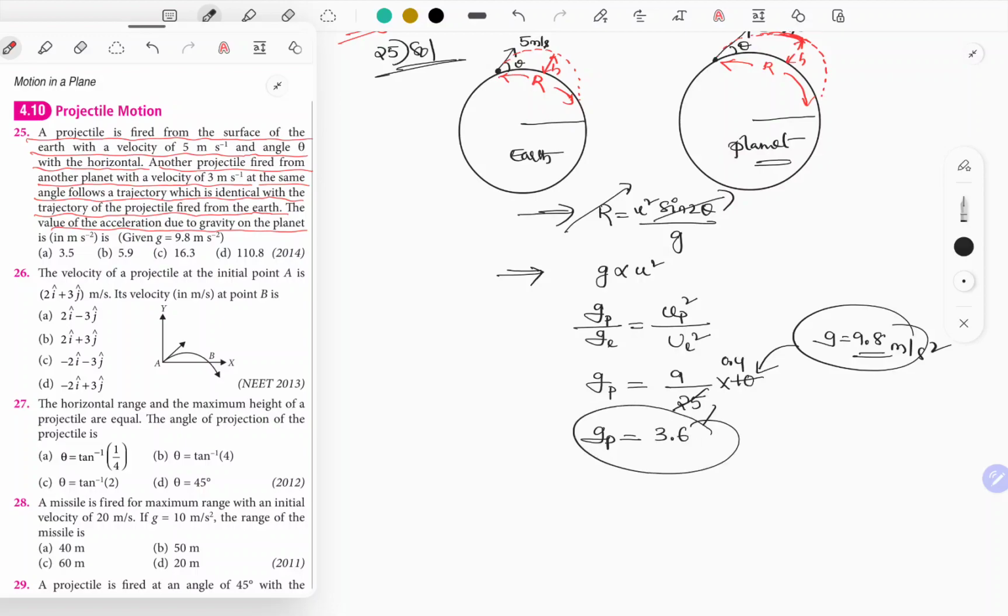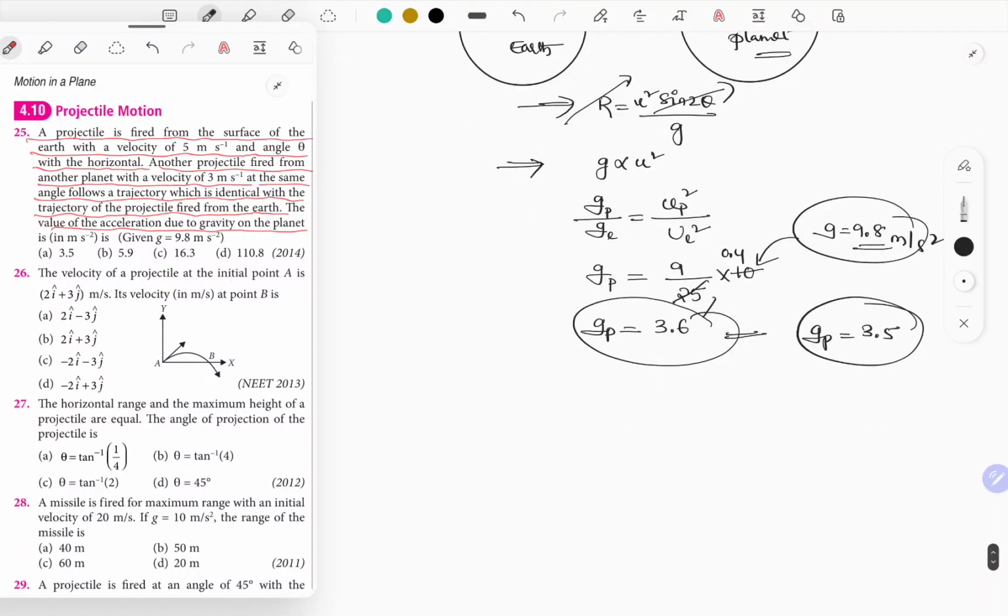So this is the answer I got, but actually the answer should be less than 3.6 or more than 3.6? It should be less than 3.6 because I've increased 9.8 to 10. That is the reason the actual answer is g planet equal to 3.5. The answer I got is more than what I have to get. Okay, next question. Question number 26.